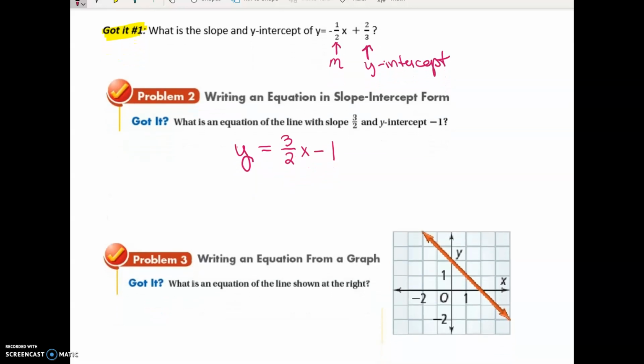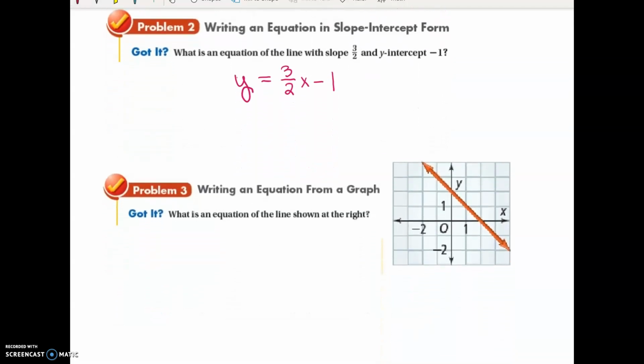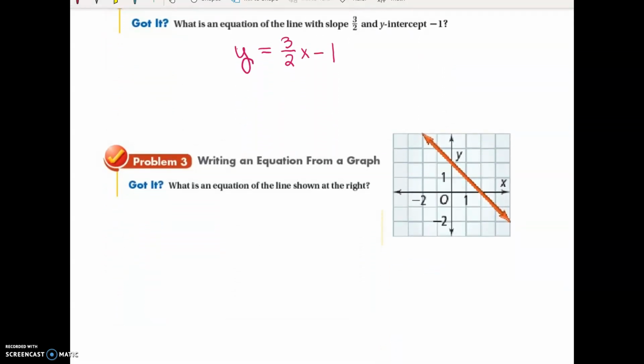Just plugging the numbers in there. The next problem is writing an equation from a graph. So what we have to do is find our two pieces of information. I'm looking for what is my slope and what is my y-intercept. And I'm just going to use b for y-intercept as that is part of our equation.